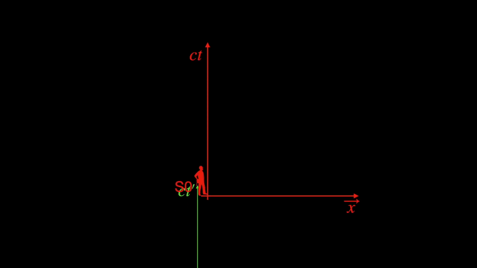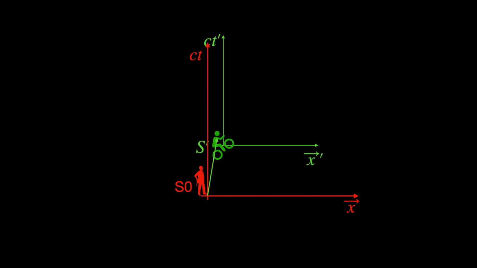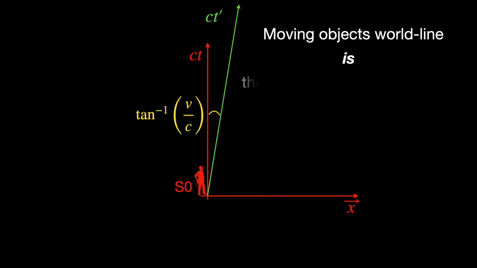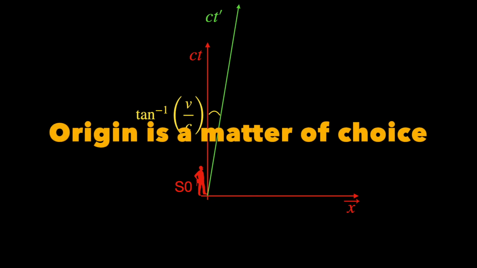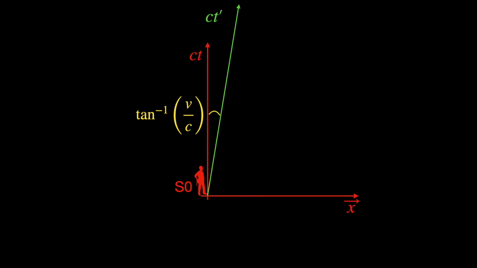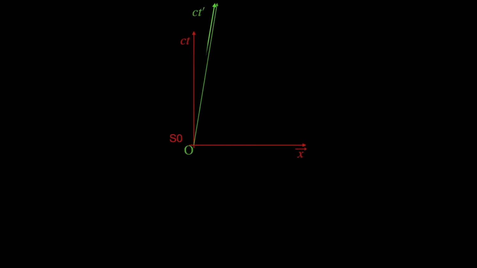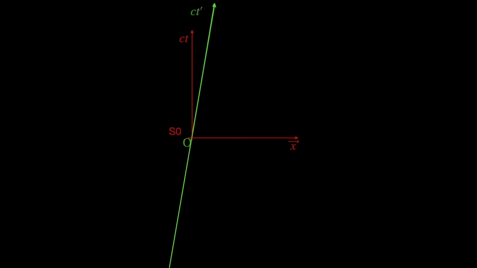The time axis of some inertial frame S' moving uniformly with velocity v relative to us is at an angle tan inverse v by c with the time axis of our frame S0. S' frame's origin can be anywhere on its time axis, but it is customary to keep the origins of S' and S0 coincident, that is on top of one another, so we do that. Now we need to find the events that are simultaneous to the origin from the S' frame's perspective.